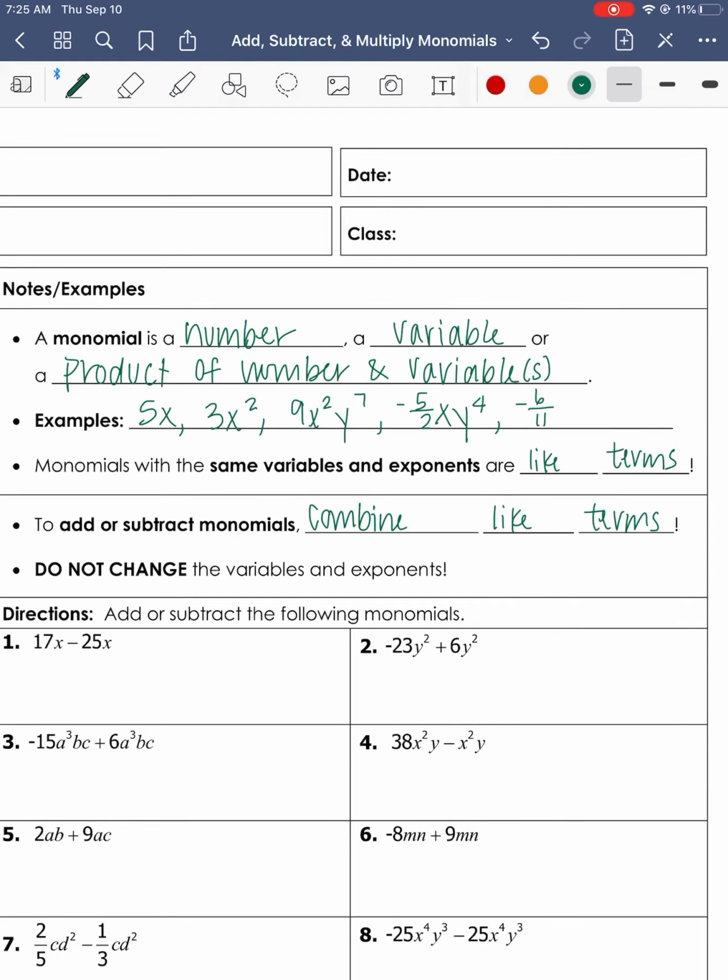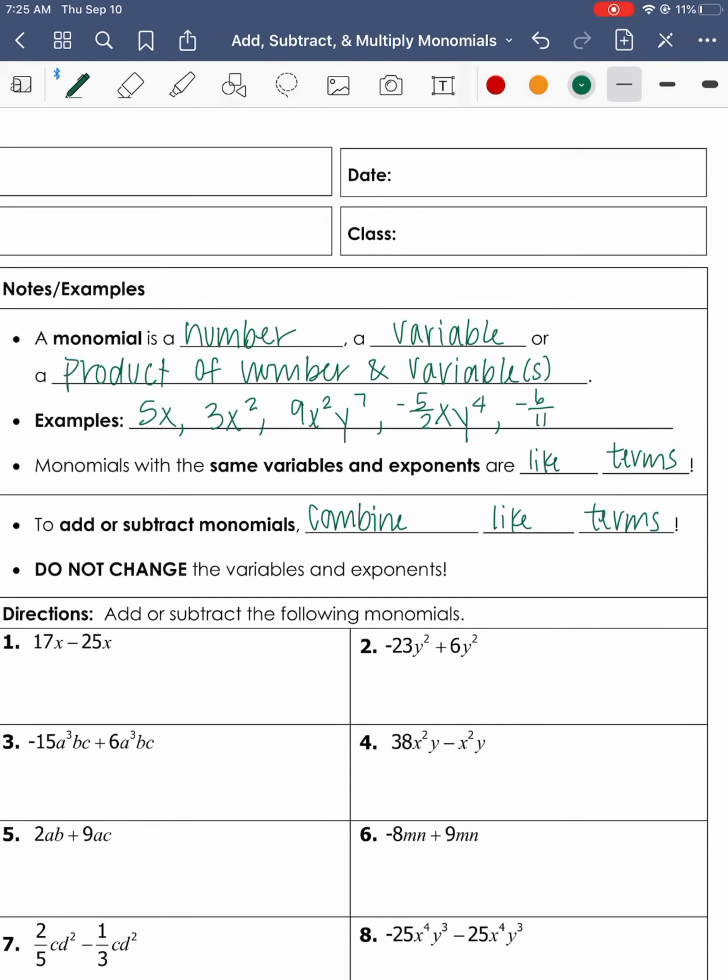Number one, 17x minus 25x. These are like terms because the variable is x, and it has the same exponent on the x. There's an exponent of 1 on both of these x's. So to add or subtract these, like it says up here, just combine the like terms. 17x minus 25x becomes negative 8x. All we're going to do is look at the constants, the 17 and the 25, and say 17 minus 25 is negative 8, and then keep the same variable here.